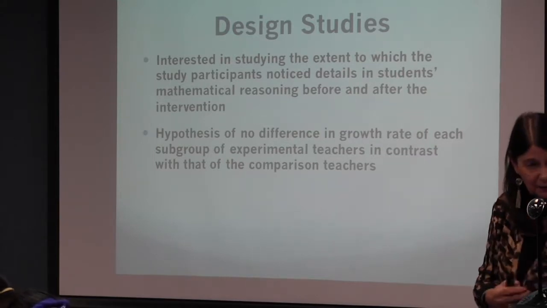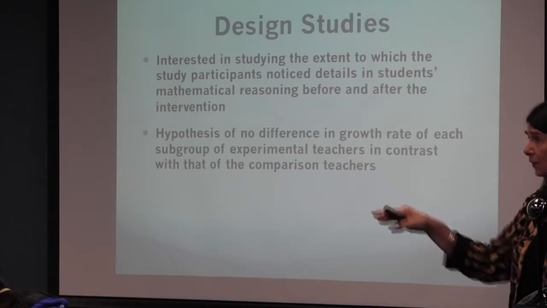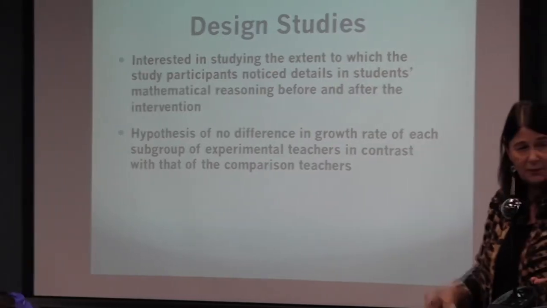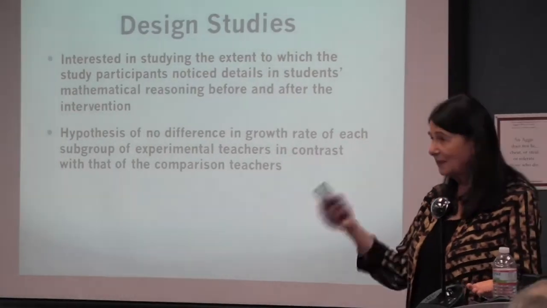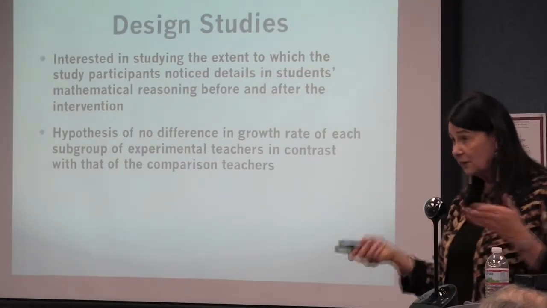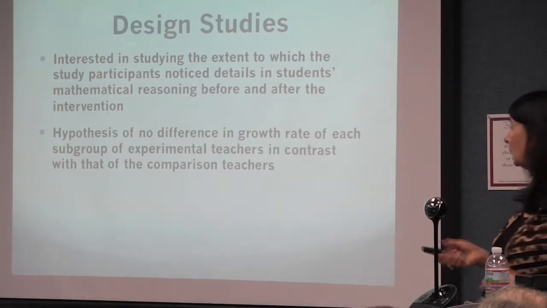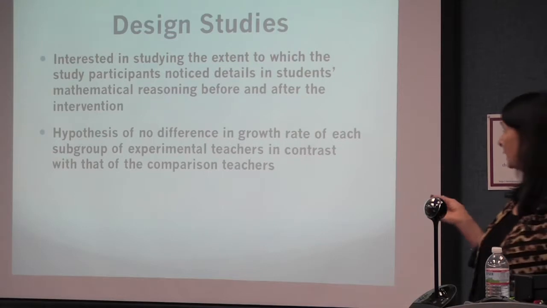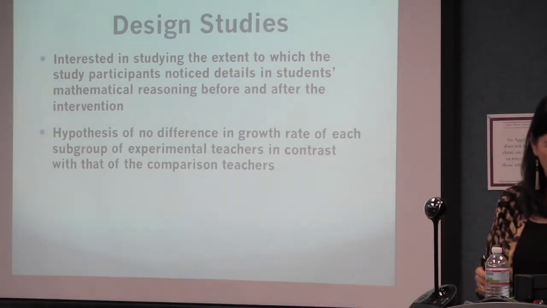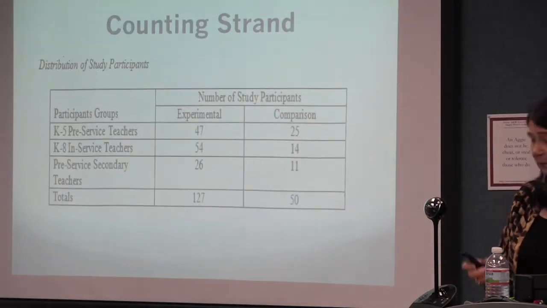We also had comparison classes where there wasn't an intervention. So with elementary, we had elementary, with secondary, we had secondary, and so forth. So we had comparison classes and experimental classes. And our hypothesis was no difference in growth between the two. But that's not what we found.